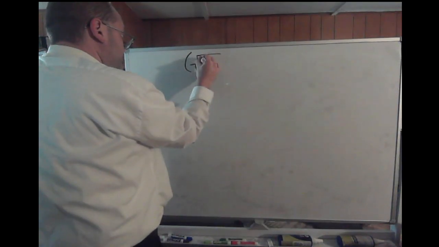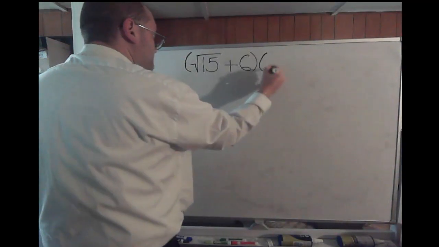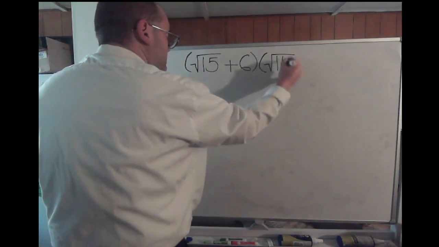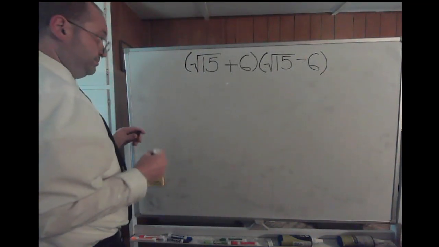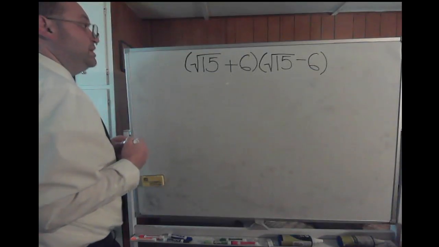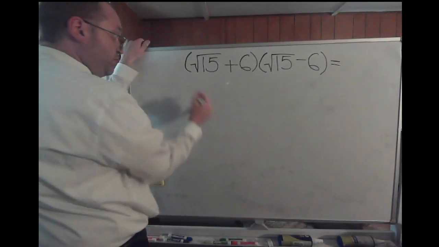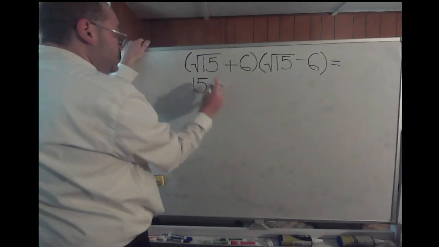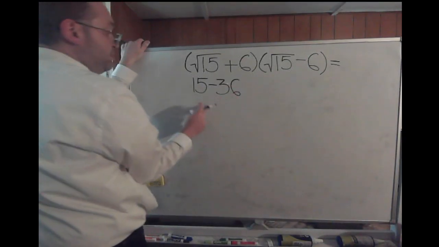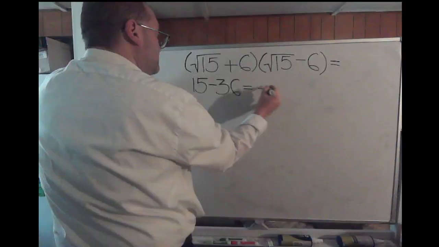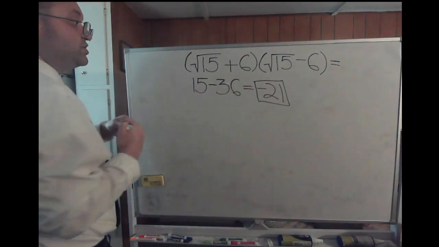Alright, we have the square root of 15 plus 6 times the square root of 15 minus 6. This is another difference of 2 squares. Square root of 15 times square root of 15 is 15, and positive 6 times negative 6 is negative 36. So you get 15 minus 36, which gives you negative 21.